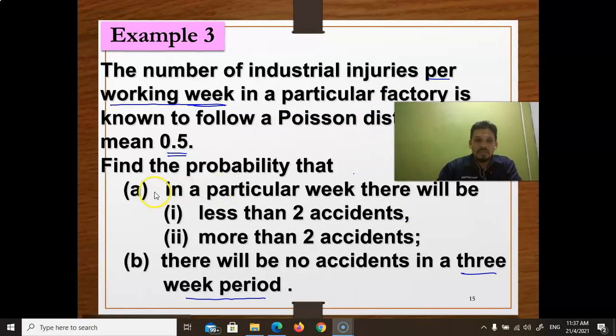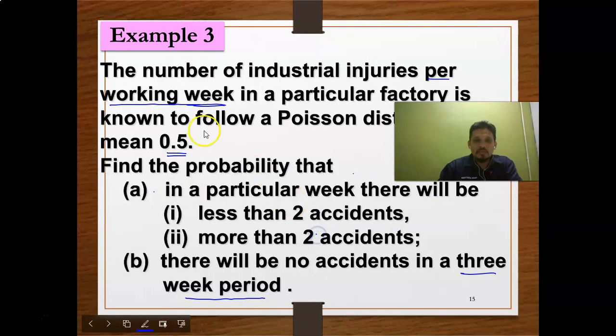So for question A, for this and this, we use lambda as 0.5. But for question B, this 0.5 is per working week, in 1 week, and question B is about 3 weeks. So there is a change in the value of lambda. For 3 weeks, 3 multiplied by 0.5 is 1.5, the new lambda, which is not the lambda we got from the beginning. Let's try.